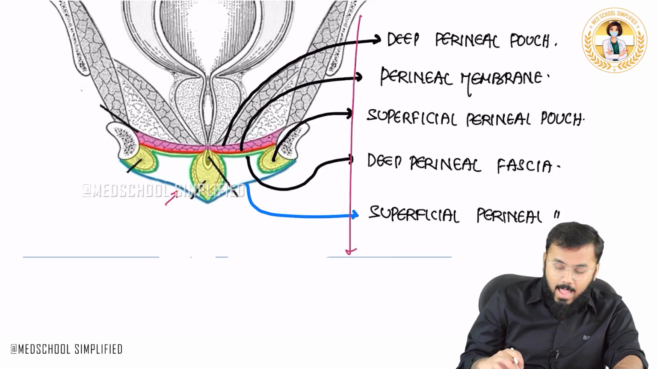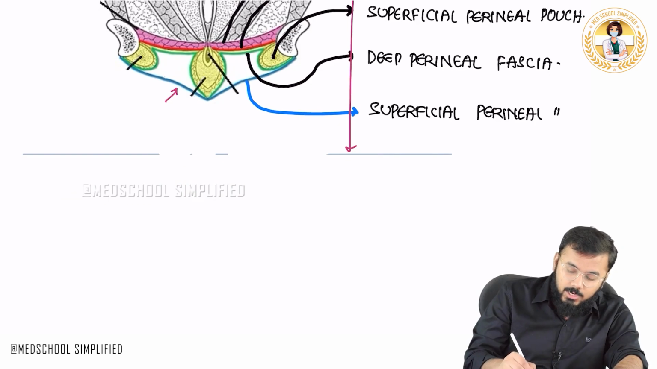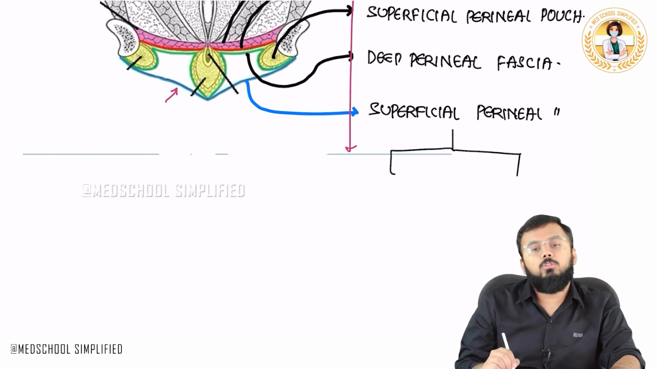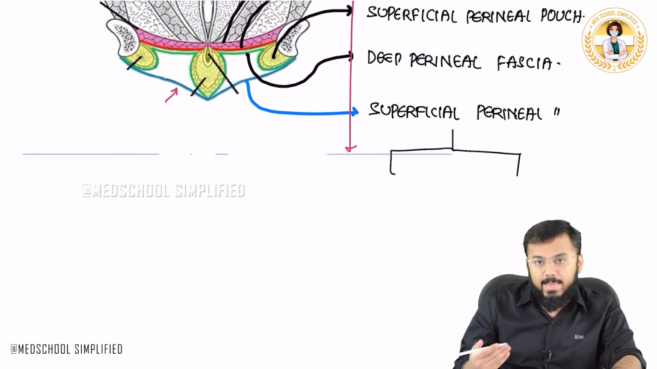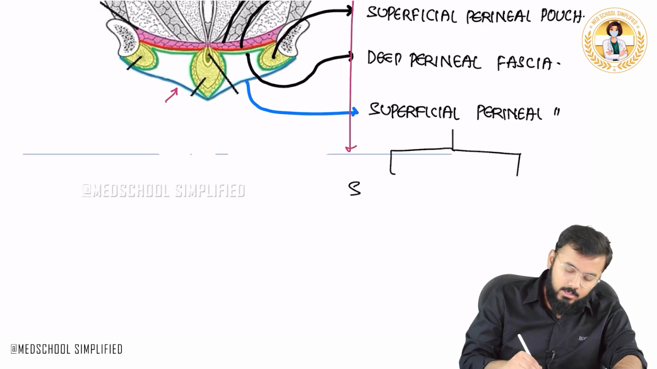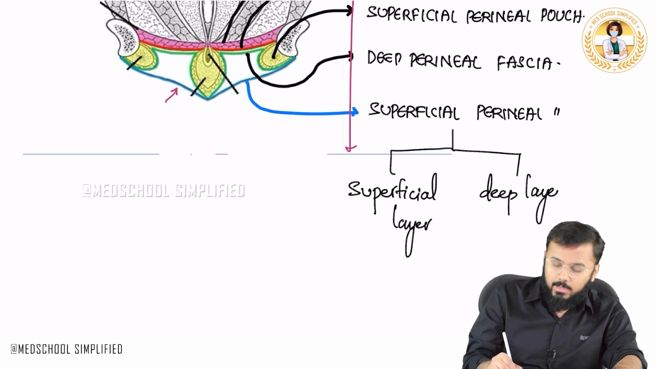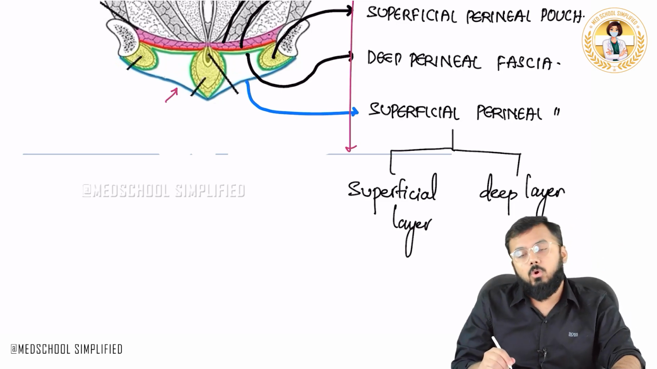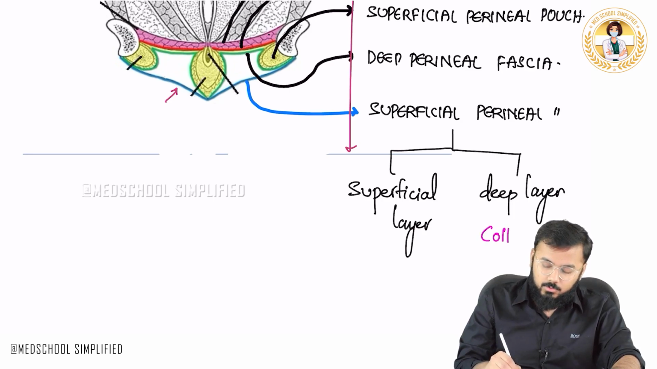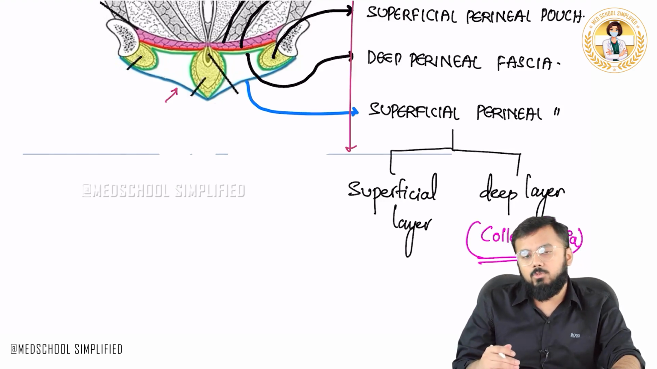Only one blue line. Actually within this superficial perineal fascia there are two more fascias. What are those two more fascias? One is called the superficial layer, another one is called the deep layer. And you should know the deep layer is also called Colles fascia. So the deep layer is also called which fascia? That is also called your Colles fascia, right?